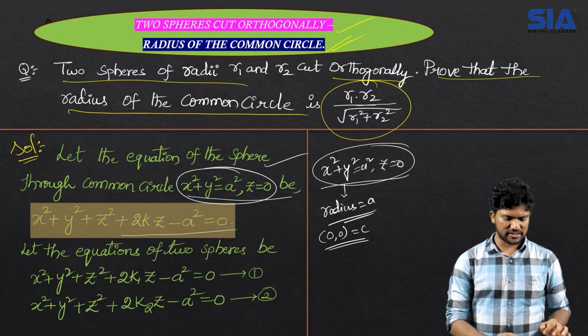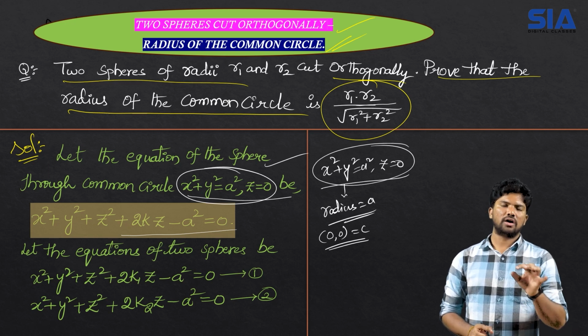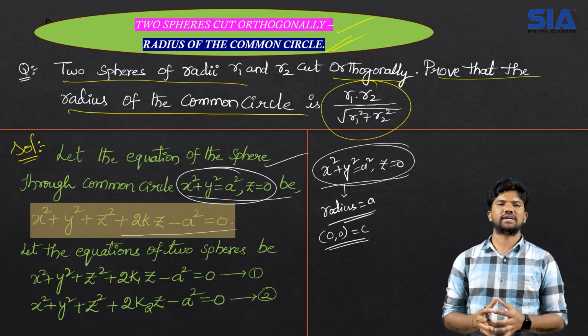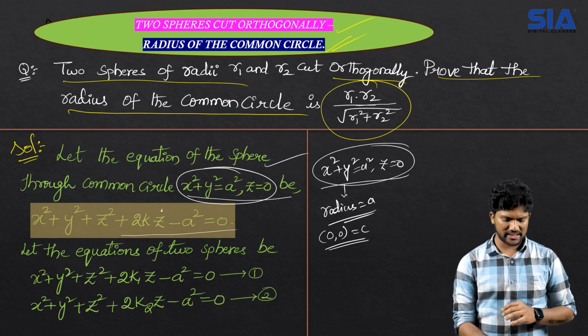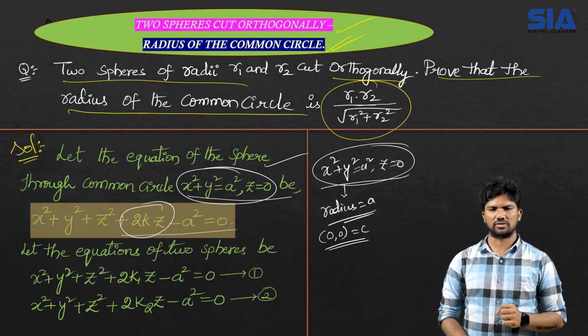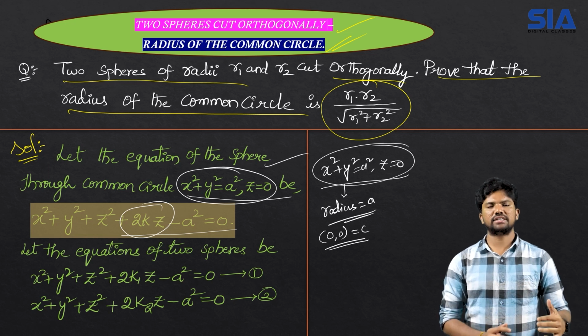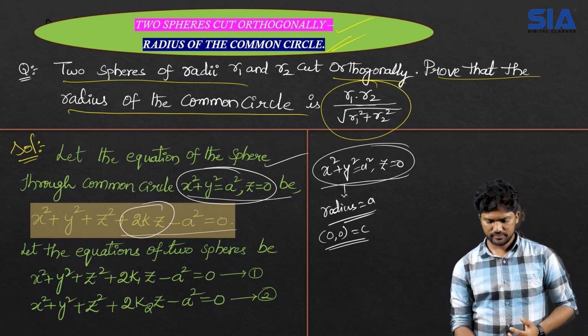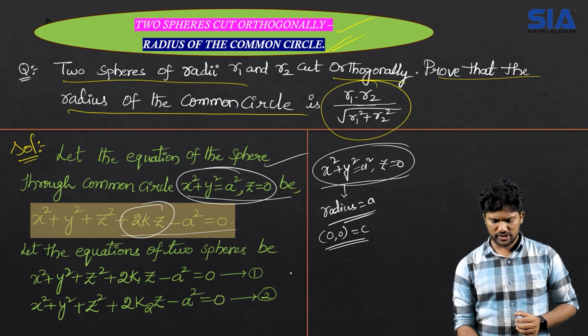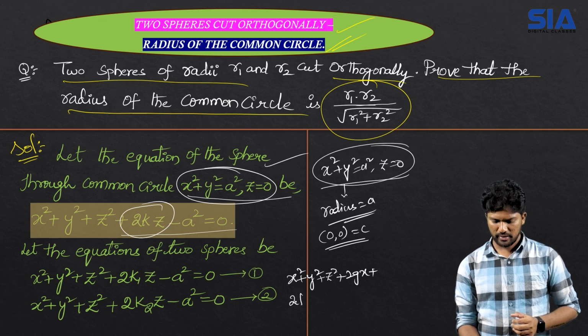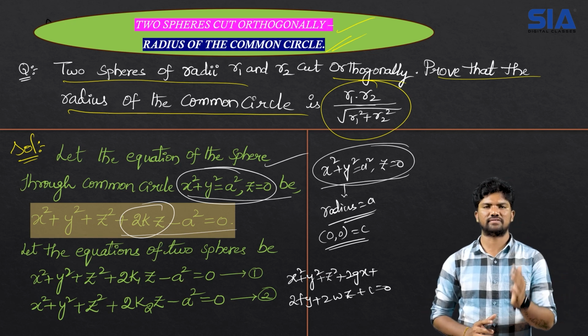Now the equation of the sphere through the common circle. Then we can take x square plus y square plus z square plus 2kz minus a square is equal to 0. So can anyone tell me why we are taking the sphere equation in this format? What is the general sphere equation? You know very well the general sphere equation: x square plus y square plus z square plus 2gx plus 2fy plus 2wz plus c is equal to 0. This is the general equation of the sphere.